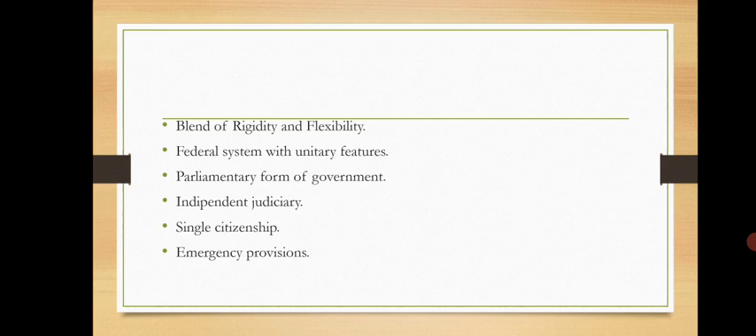Then the Indian Constitution is a federal system with unitary features. What is a federal system and what are the unitary features? In a federal constitution there is a division of power, a division of power between the state and the central government.